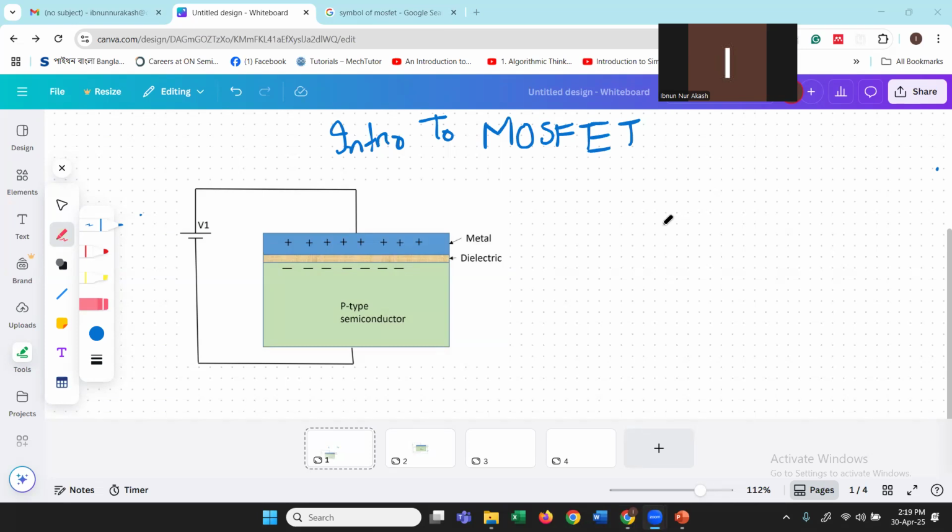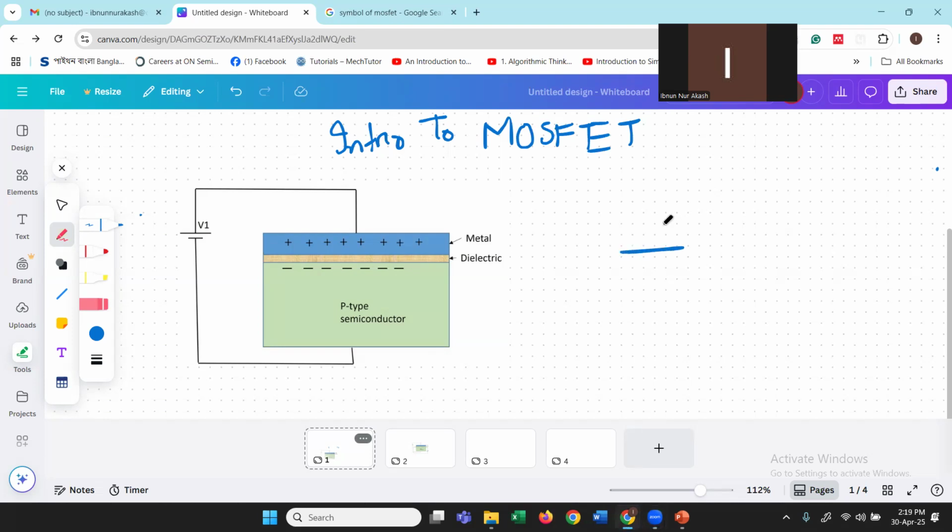In this session, I will try to give you a brief introduction of a MOSFET, how it works, and what's the physics behind it. The idea of building a MOSFET actually comes from a working principle of a capacitor. So let's see how the capacitor works.